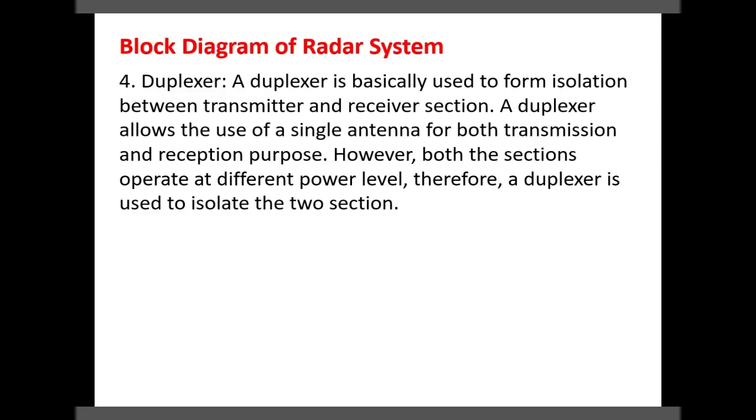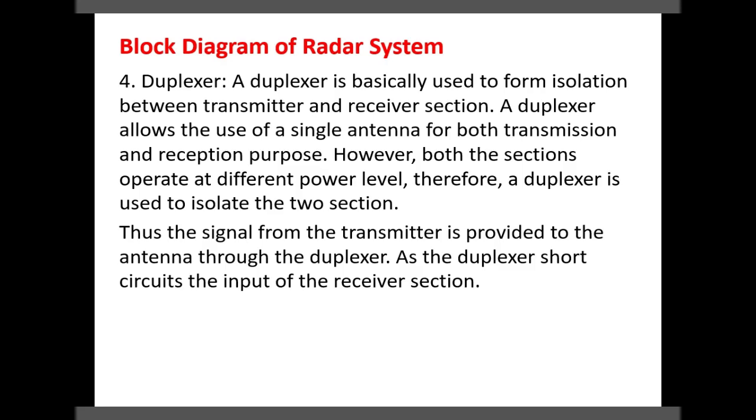Now, the duplexer. The duplexer is basically used to form isolation between the transmitter and receiver. It is a two-way switch which forms the isolation between the transmitter and receiver section. The duplexer allows the use of a single antenna for both transmission and reception purposes. However, both the sections operate at a different power level. Therefore, the duplexer is used to isolate these two sections.